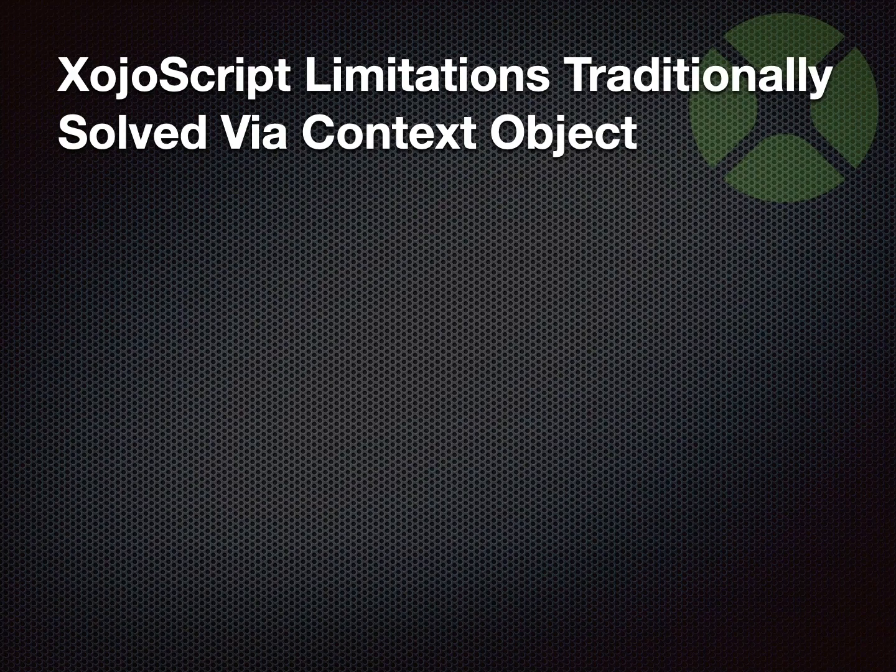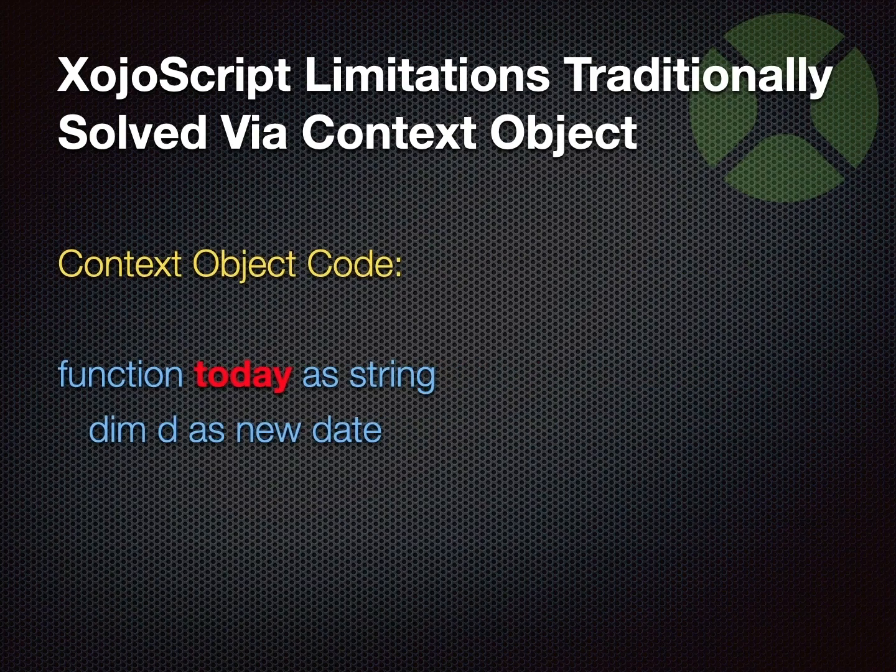So a perfect example of that is, let's say your context object had a method, a function defined like this, okay? Today as string creates a new date, returns the short date for that, right? So it's just returning today's date. Basically, today is defined as a string, right? So your XojoScript would actually see this function. All it knows is there's a word called today, that's a string, and you can just work with it as a string.